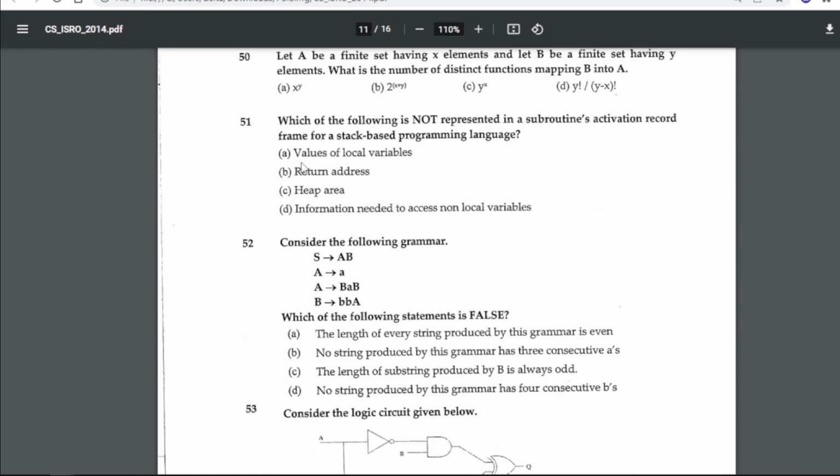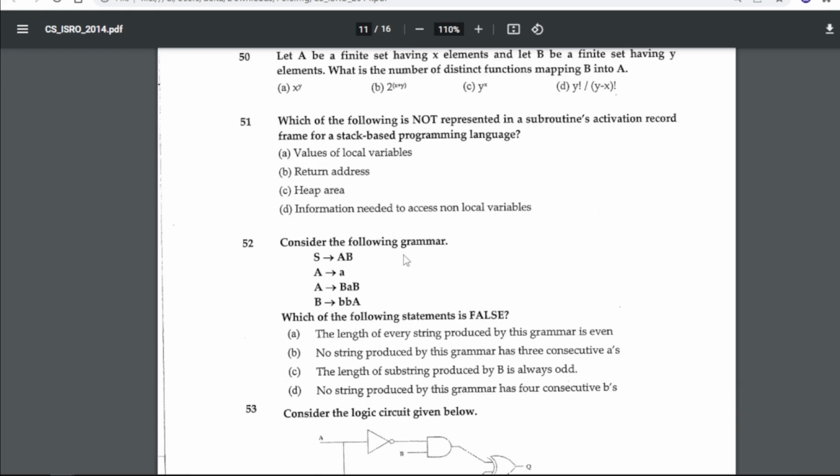Again starting from question number 51, basically that composes a call stack. It is generally composed of locals of the callee, return address to the caller, parameters of the callee, and heap area that is required in the case of dynamic variables. So for 51, our answer will be C, that is heap area.